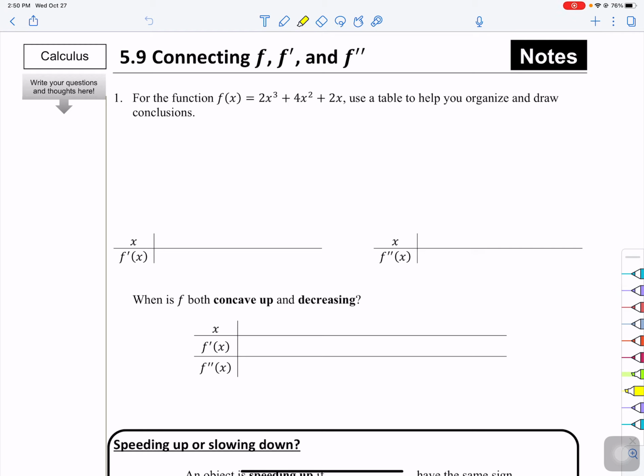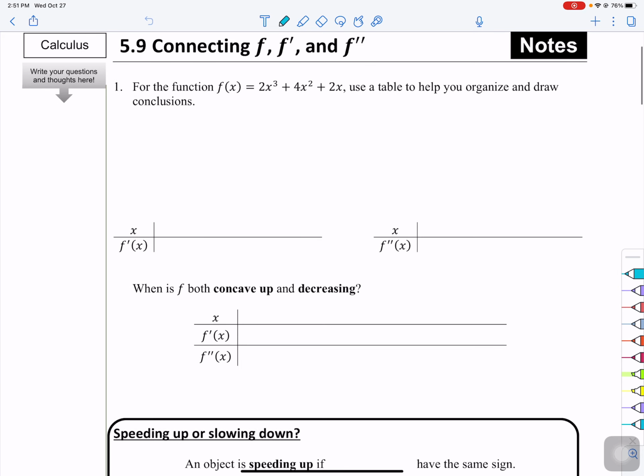This is topic 5.9, and we're going to be connecting f prime and f double prime. Let's go ahead and begin. For the function, and this is a cubic, f of x equals 2x cubed plus 4x squared plus 2x, use a table to help you organize and draw conclusions. So what we're going to be using is sign charts.